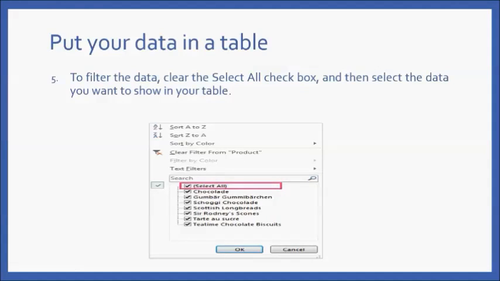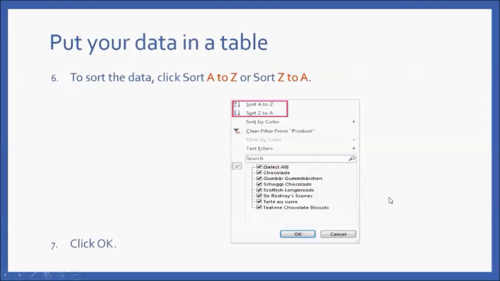your table. So we have select all and other options. And then to sort the data, click sort A to Z for ascending or sort Z to A for descending. And then click OK.